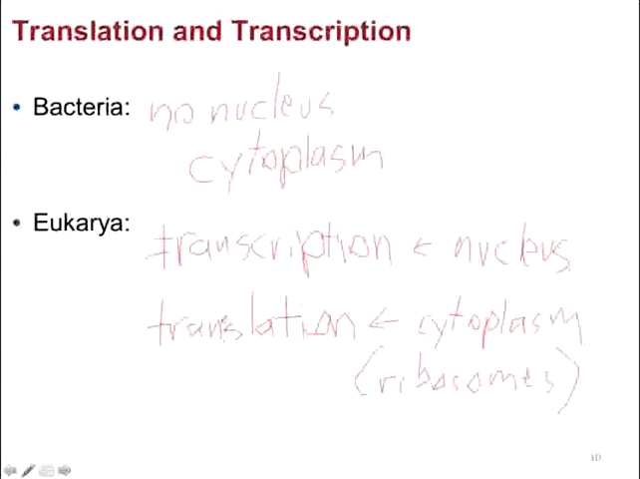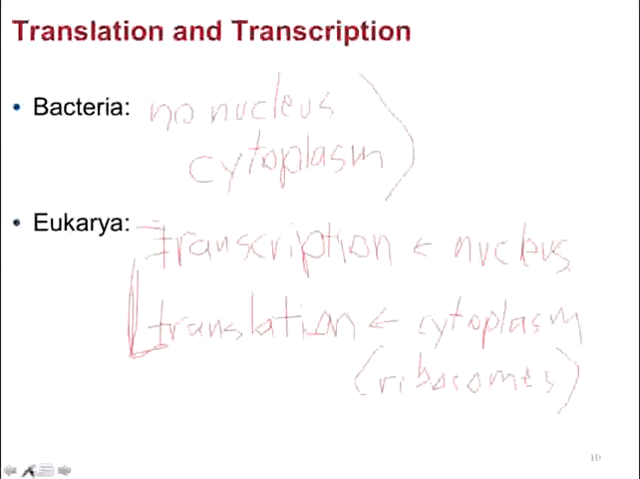So keep in mind that because we have spatial separation in eukaryotes, that means there are certain rules. I don't know why my lines aren't forming. Spatial separation there. It turns out we can do simultaneous transcription and translation.